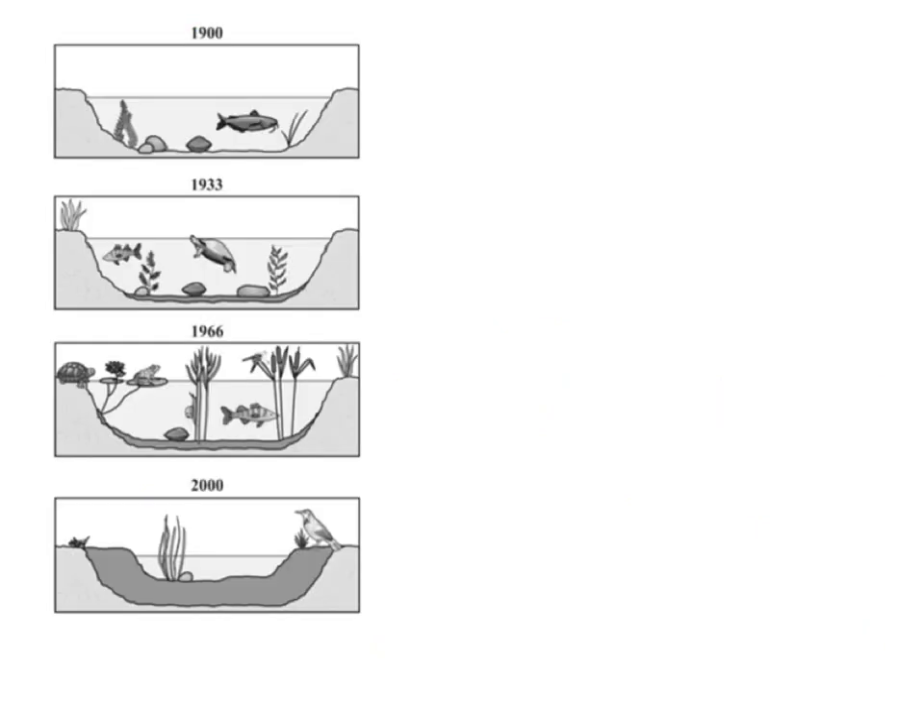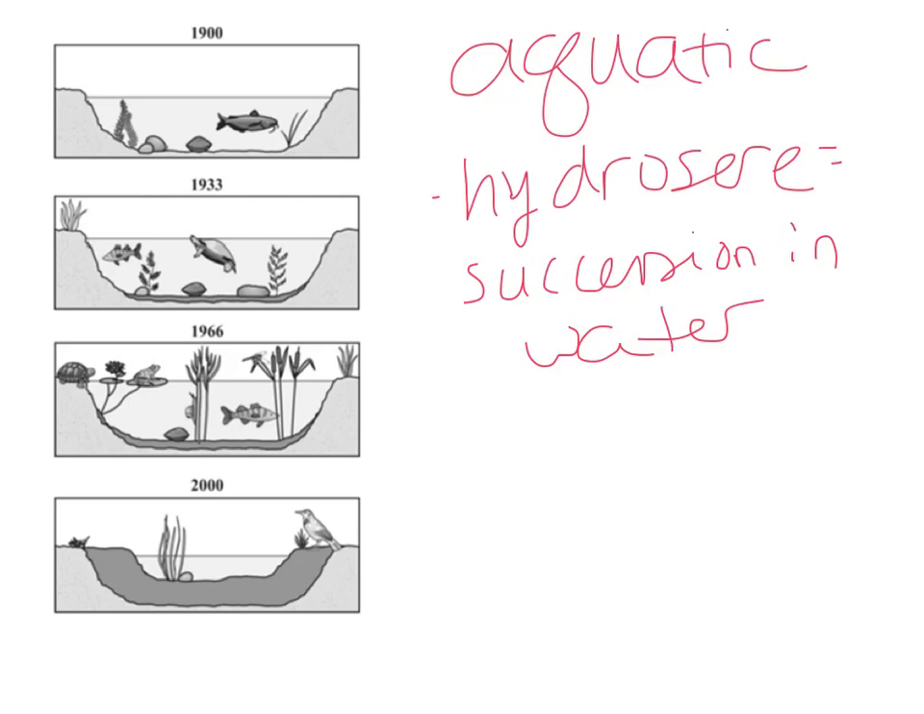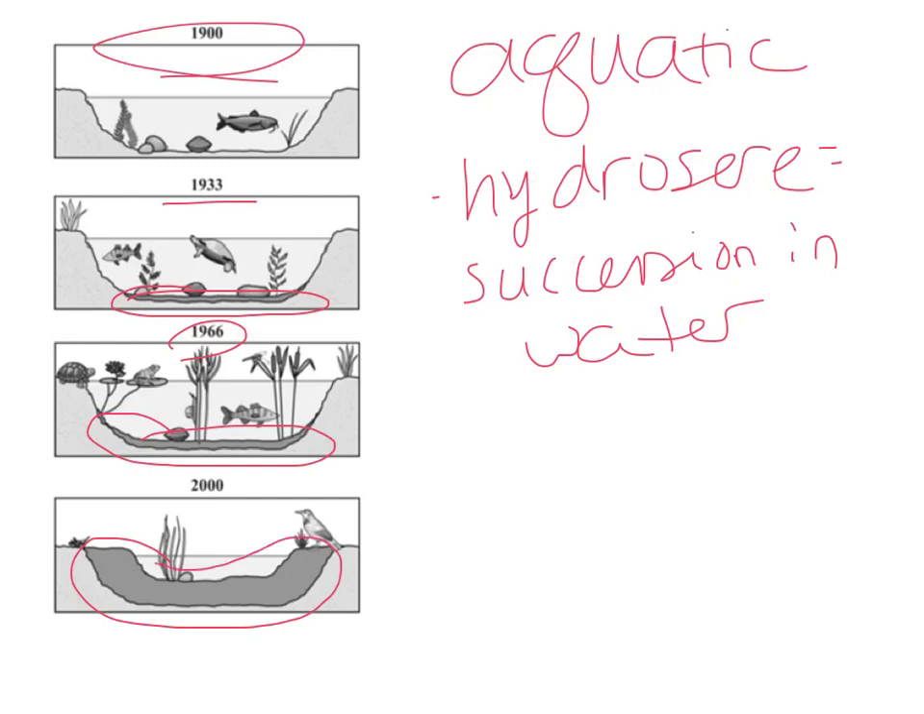Okay, so we've looked at a forest, and so let's look at what would happen with an aquatic environment. So aquatic succession starts with what's called a hydrosphere. This is succession that starts in water. If you look at this pond over here on the side, in 1900, this is what it looked like. As we get to 1933, you notice this layer here that's forming on the bottom. 1966, that layer gets a little thicker. By 2000, that layer's a lot thicker.